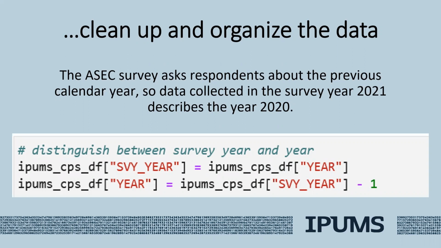So recall that the ASEC data asked respondents about the previous calendar year, so data collected in 2021 describe the year 2020. So that's just what I've done here. I've created a new variable called survey year, set it equal to the IPUMS CPS year variable, and then modified the year variable by subtracting 1 from survey year.